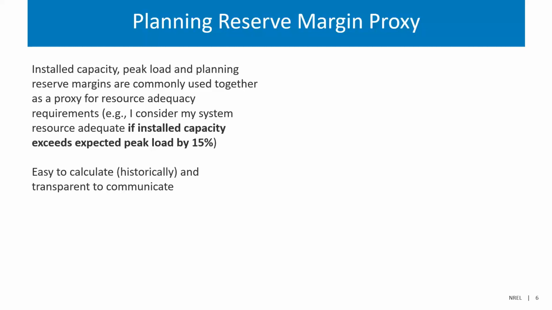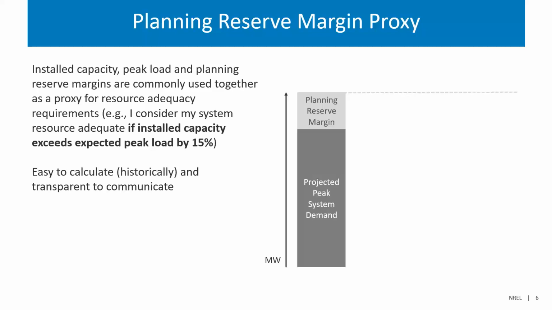System operators have been using the planning reserve margin for resource adequacy assessments for a while, where they consider the system to be resource adequate if the installed capacity exceeds the expected peak load by a certain amount. For example, you could say, I consider my system to be resource adequate if the installed capacity exceeds my peak load by 15%.